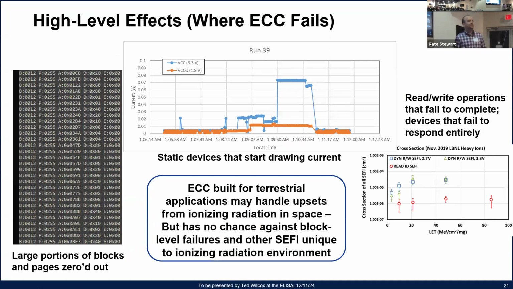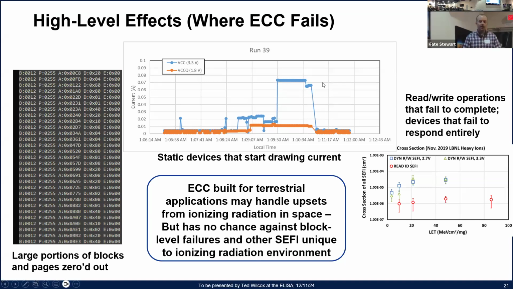But we also have high-level effects that aren't related to the bit cells themselves. On the left here, I'm showing a cutout from a text file. It's a large portion of a single block where all the data is zeroed out instead of being these specific values that I'm looking for. We're getting all zeros, which is not because the bit cells themselves have been zeroed out, but because the control circuitry surrounding it is misbehaving.